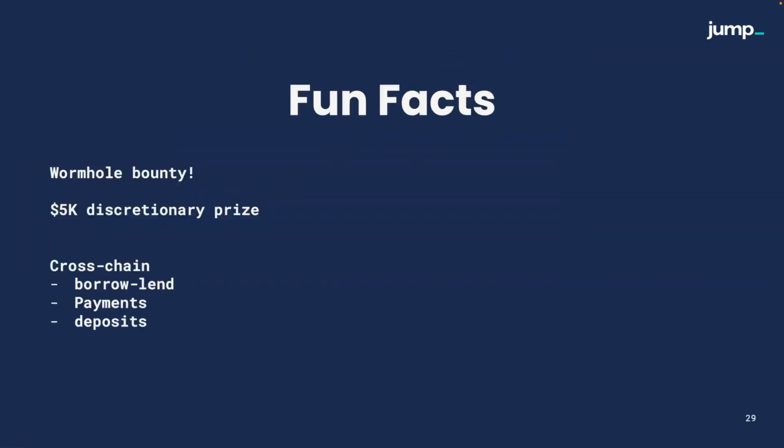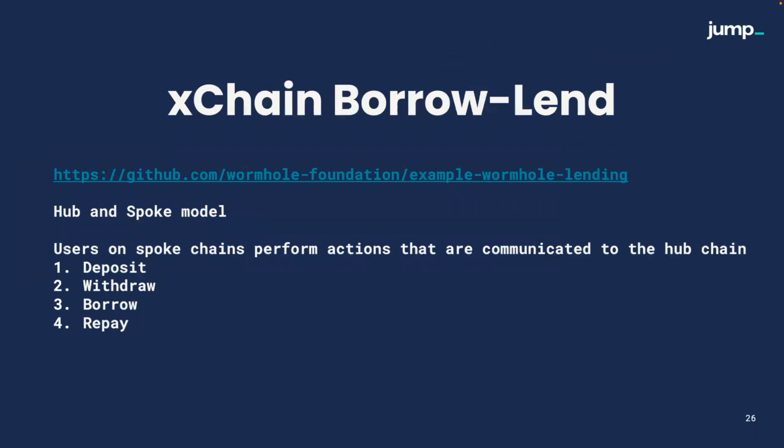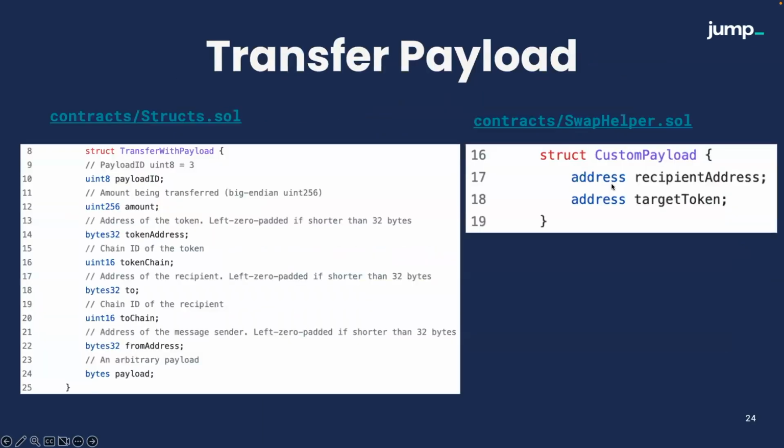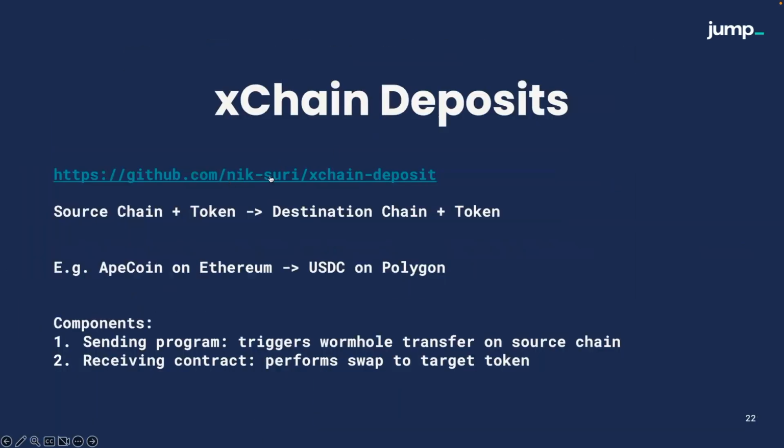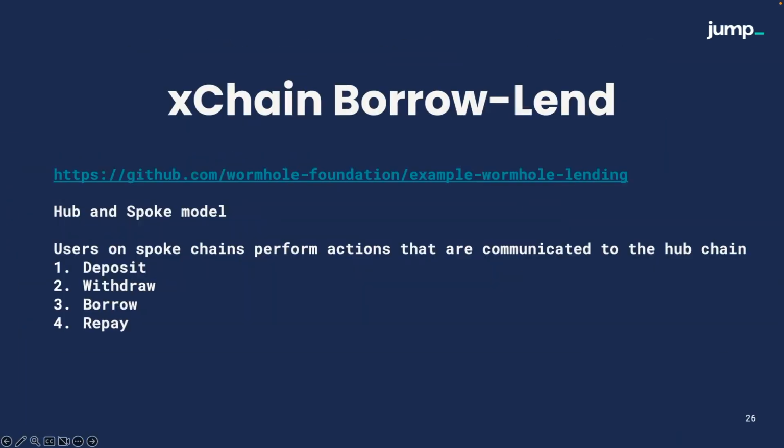Yes, so those are the examples. Again, the GitHub repos, in case you didn't catch before, are here, Wormhole Foundation, example Wormhole lending, and here under my GitHub, Nik-Suri, X-chain deposit for cross-chain deposits.